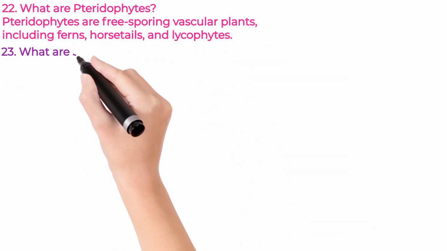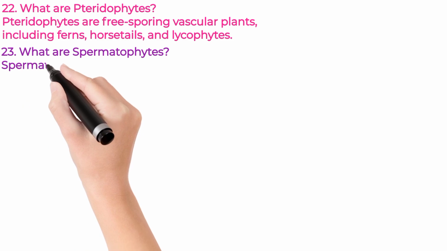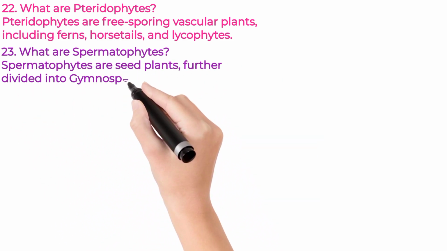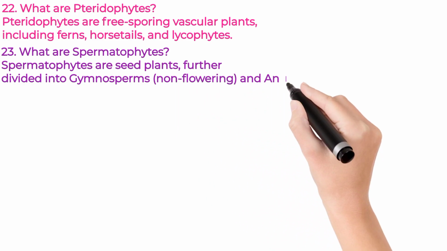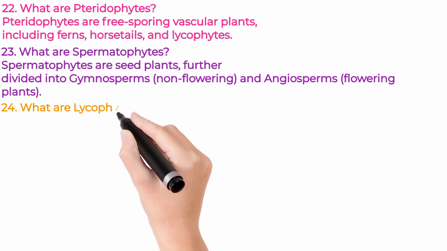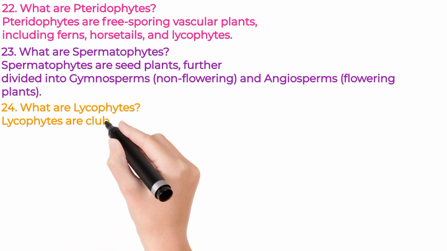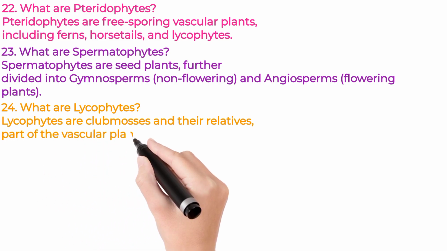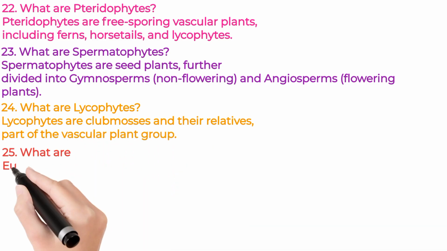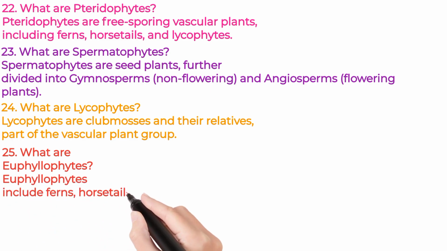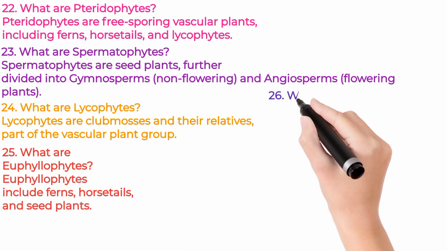23. What are spermatophytes? Spermatophytes are seed plants, further divided into gymnosperms, non-flowering, and angiosperms, flowering plants. 24. What are lycophytes? Lycophytes are clubmosses and their relatives, part of the vascular plant group. 25. What are euphyllephytes? Euphyllephytes include ferns, horsetails, and seed plants.